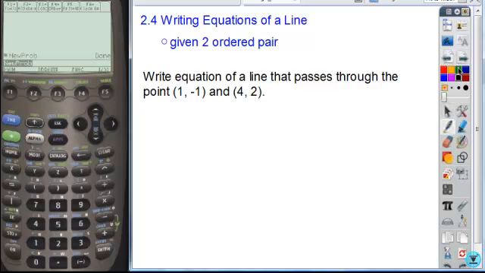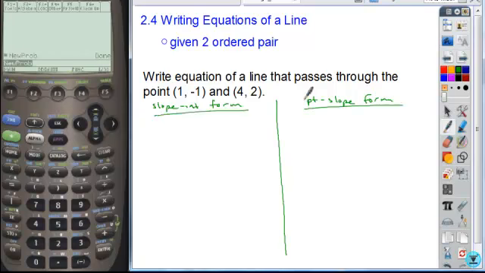And once again, you can solve this one of two ways. You can either solve it with slope-intercept form, or you can solve it with point-slope. Okay, so let's take a look at each of these cases. If you're going to solve it using slope-intercept form, the only added step from the previous example is you have to actually calculate the slope first.